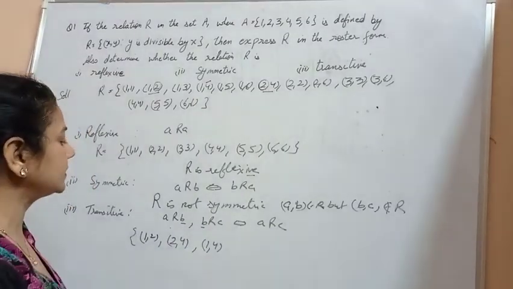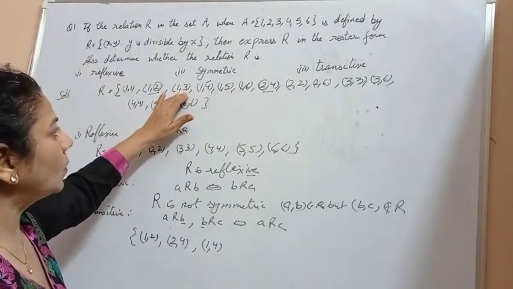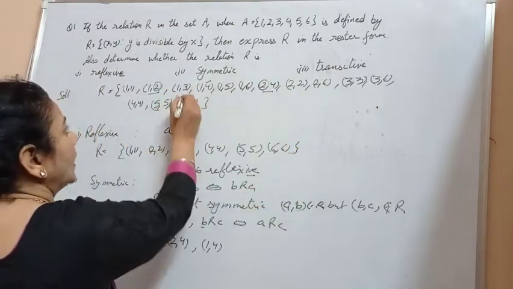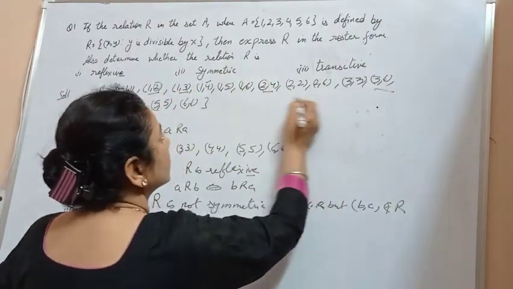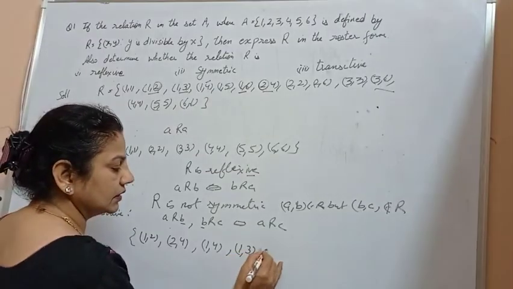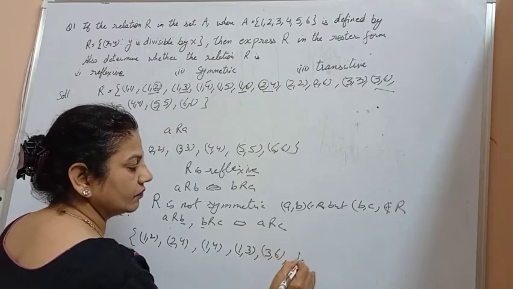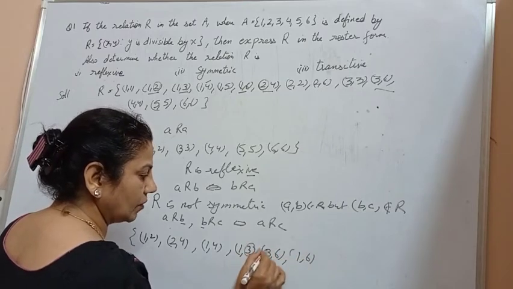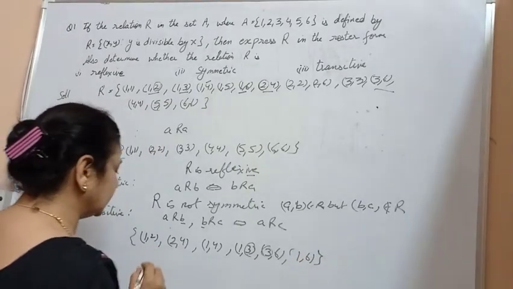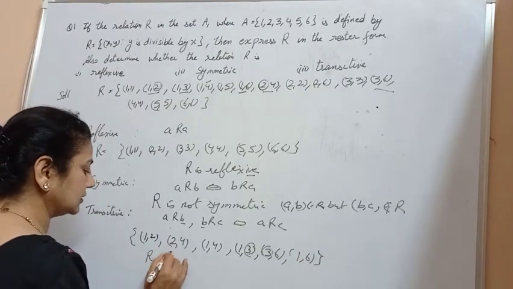Then let us see another element also. 1,3 is there, 3,6 is there, and 1,6 is also there. 3 is common and the extreme term 1,6 is there. So we say that in this particular case, R is transitive.